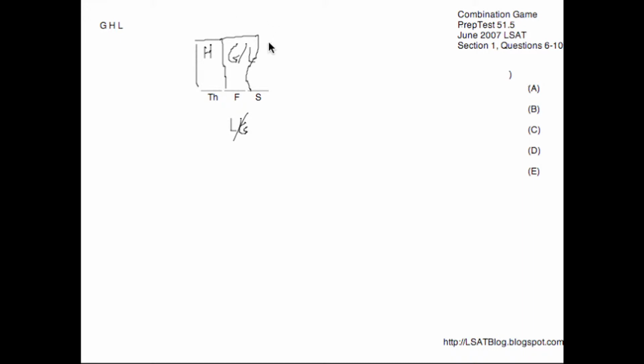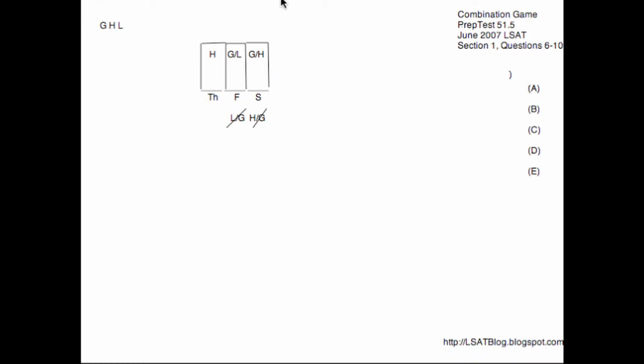Same thing for Saturday, only for Saturday we're using G and H. We'll have one of them finishing off Saturday, and then the other one of those 2 will not be able to go on Saturday at all. So there's our straightforward diagramming of the rules as written.